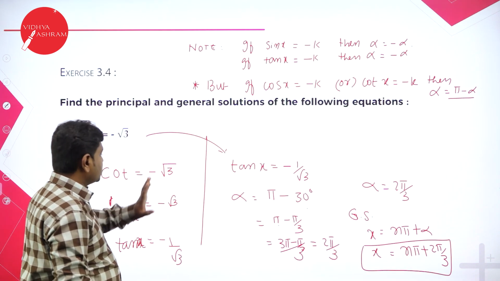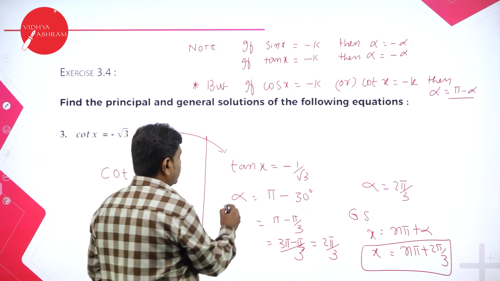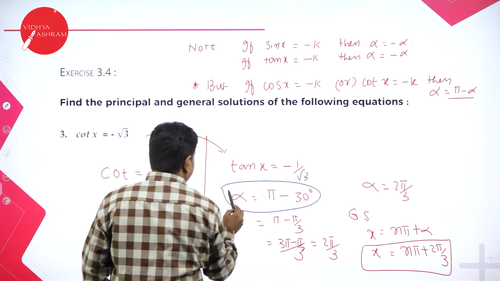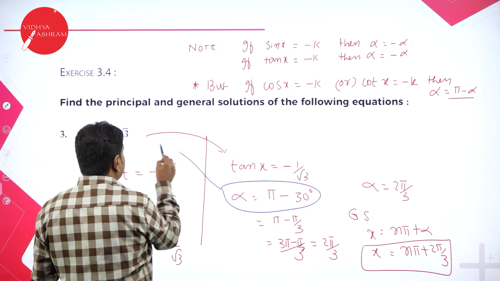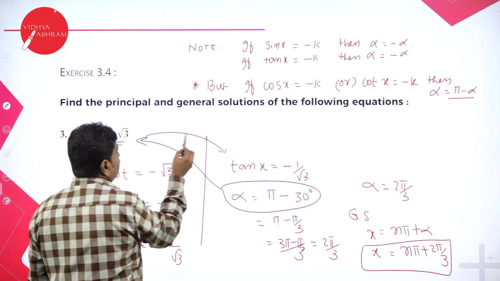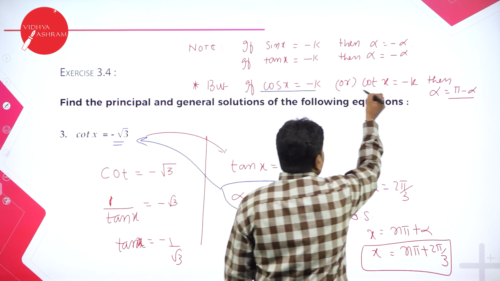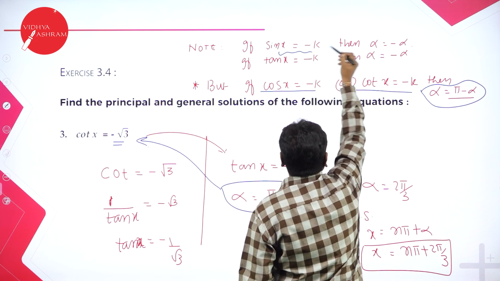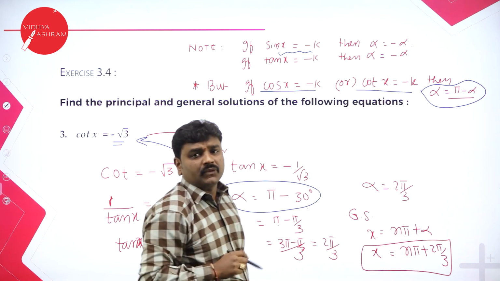See here, cot x is negative. If cot x is negative, you should take pi minus. See, I'm not seeing tan, so we should observe the question. So I am writing pi minus angle because the question has cot negative. If cos is negative or cot is negative, you should take the angle as pi minus. If sin is negative, you should take minus alpha directly.